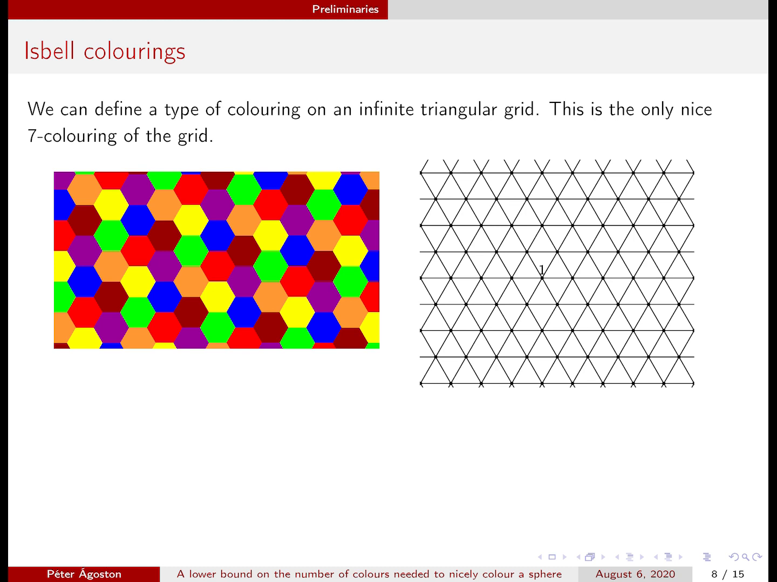First, color one of the vertices with color 1. Then color all of its neighbors with the other colors. Now tile the plane with the copies of this hexagon.